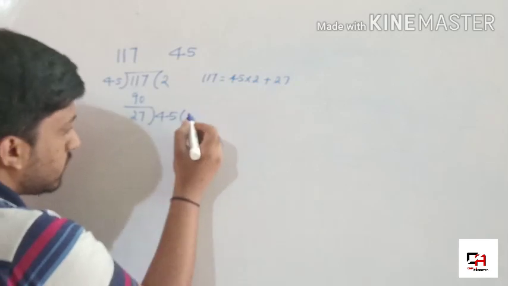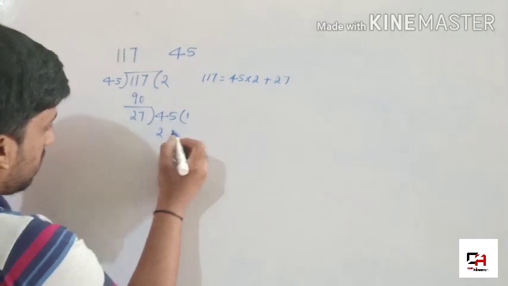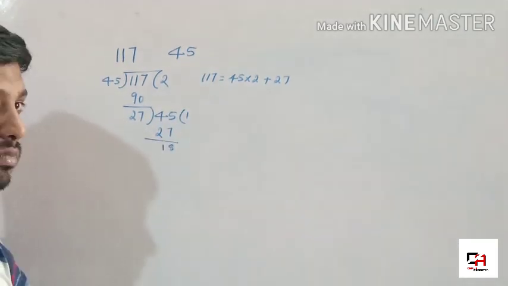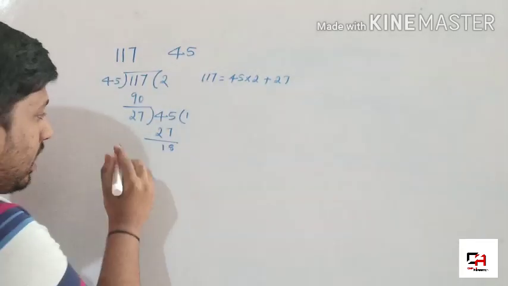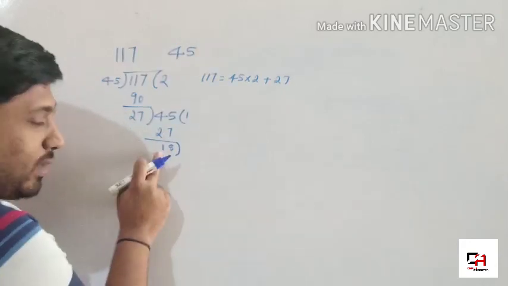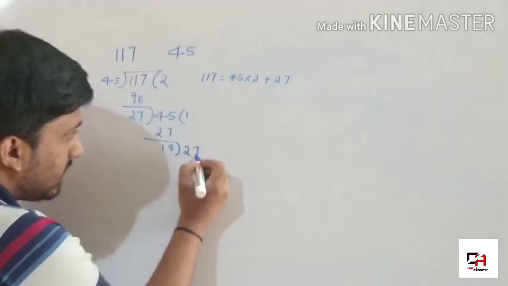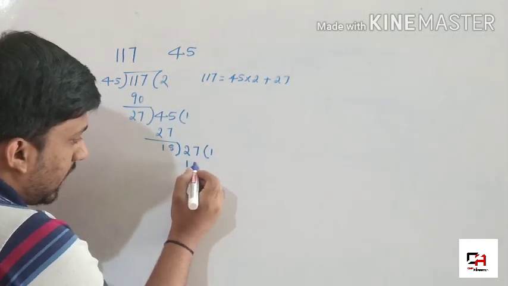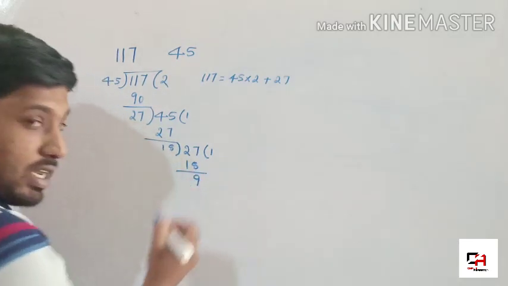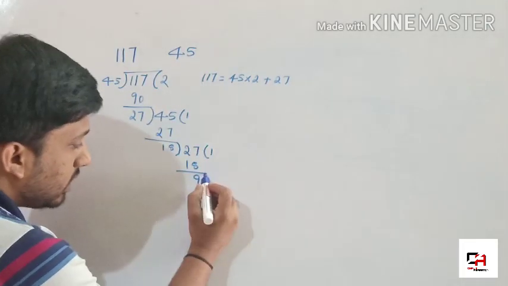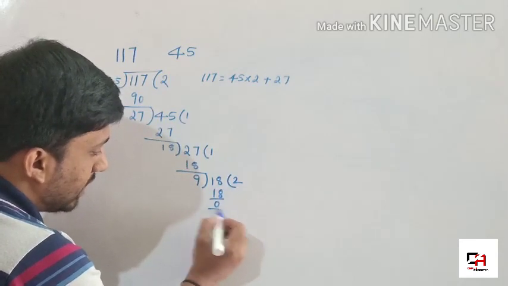Again when I divide, 27 ones are 27, and 45 minus 27 is 18. Again I am going to take this remainder as the divisor and this divisor 27 as the dividend. So you will be getting 18 ones are 18. Again if you subtract 27 minus 18, you will be getting 9. So again this becomes the divisor and this becomes the dividend. So 9 2s are 18. Finally we got the answer as 0.